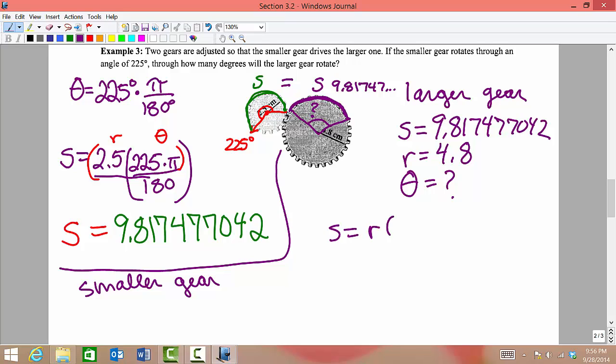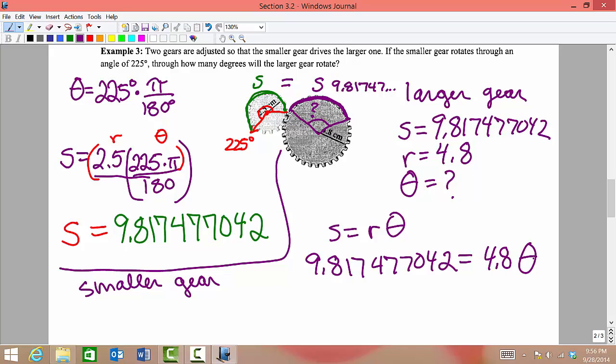So we know that S is equal to R theta, and our S is already in our calculator. We're going to leave it in our calculator, saves time there, and we're going to solve our equation here for theta. So plugging in our information for S and for R, we're going to divide both sides of our equation by R. So that value that you left in your calculator, now we're going to divide that by 4.8.